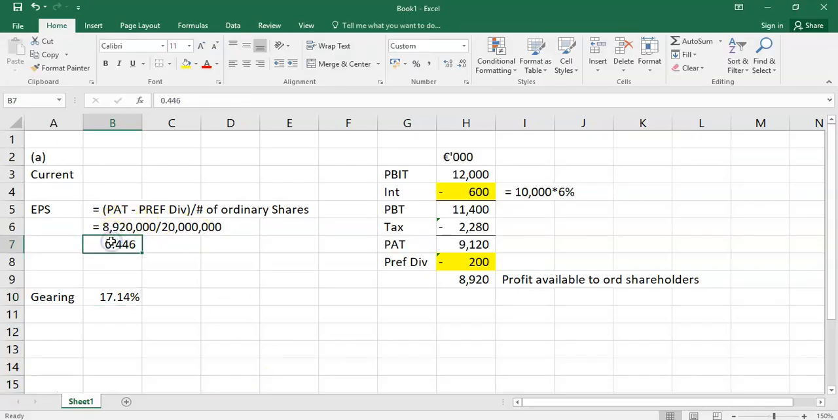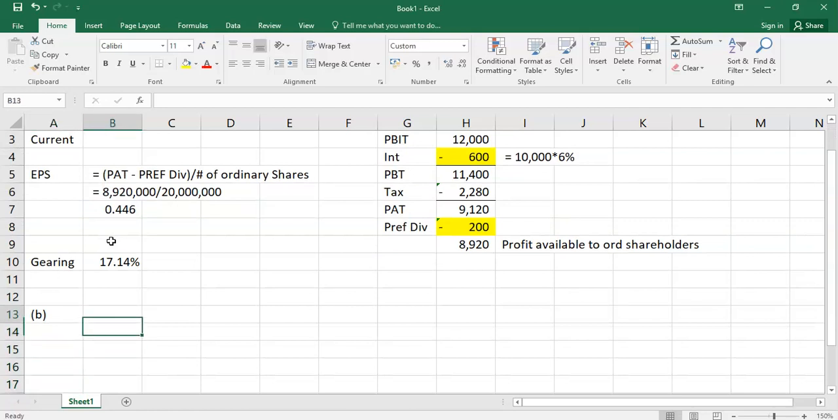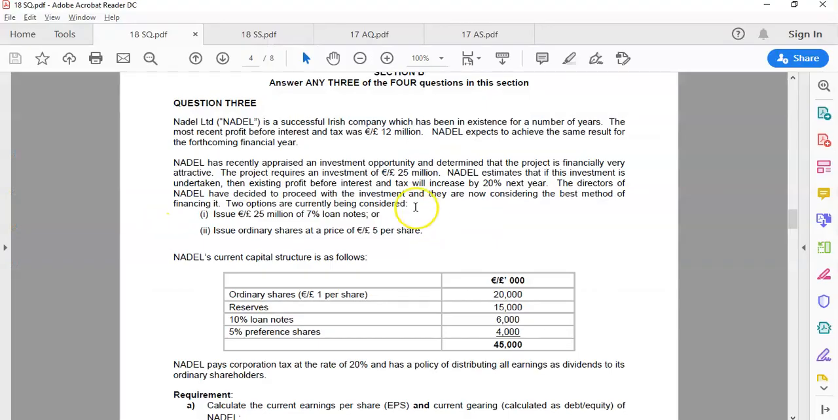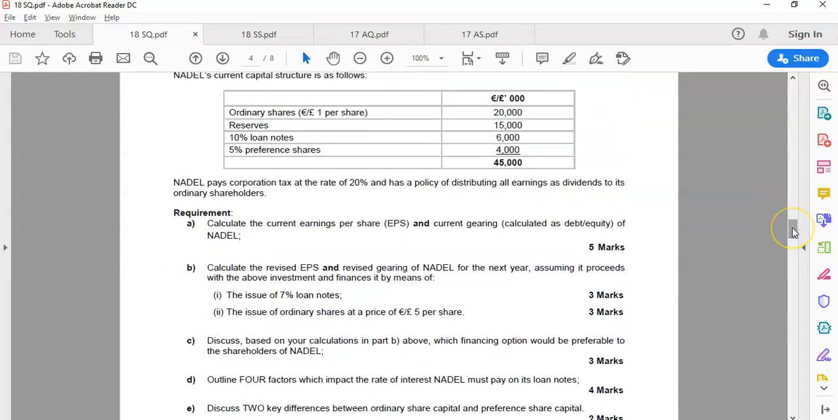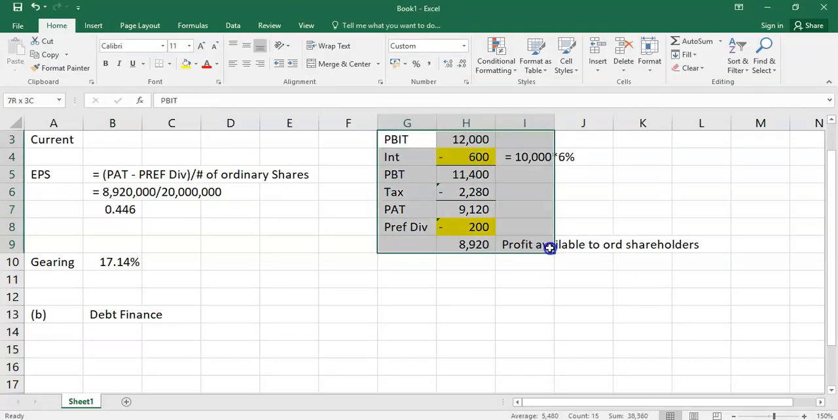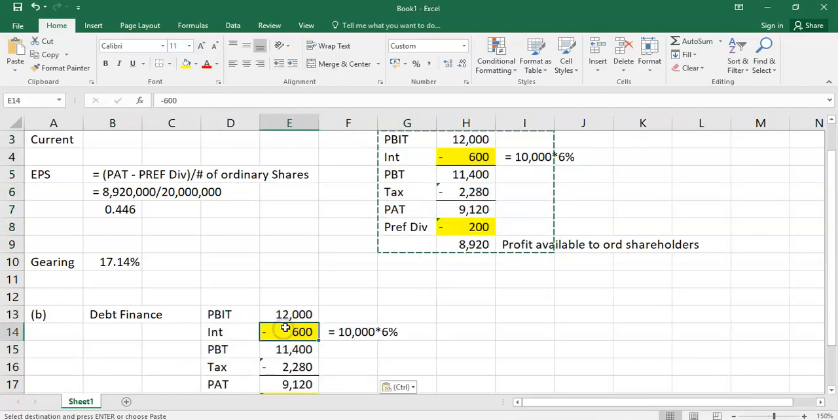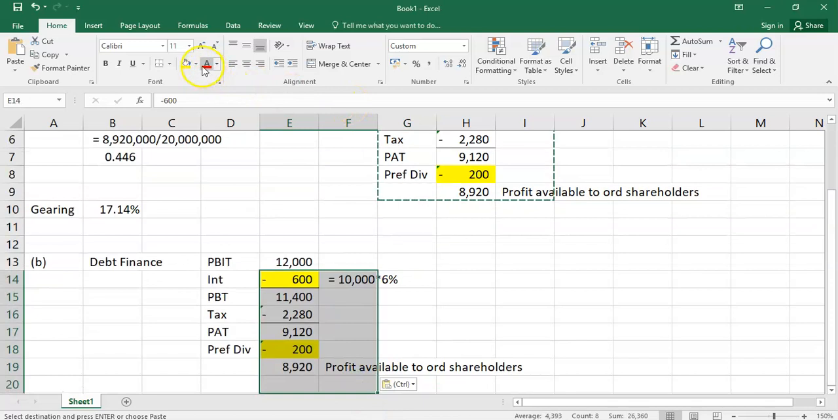So we now have our baseline, what the current EPS is and what the current gearing is. And we're now going to go to part B, and we're going to look at debt finance. So if we fund the 25 million investment with all debt, what is the earnings per share and gearing going to look like? So it's quite repetitive. You just have to make sure you change the key information. So we bring this down again. Profit before interest and tax, etc. We get rid of the colouring just to make it clear.